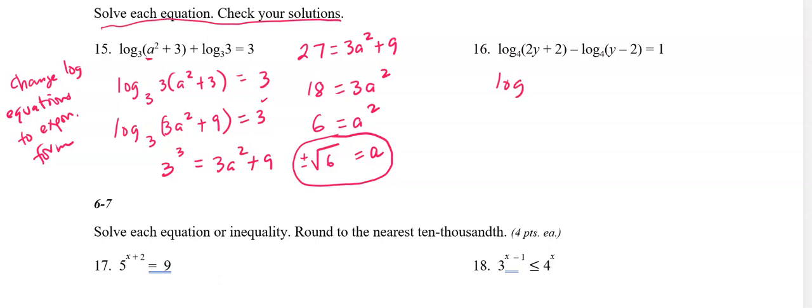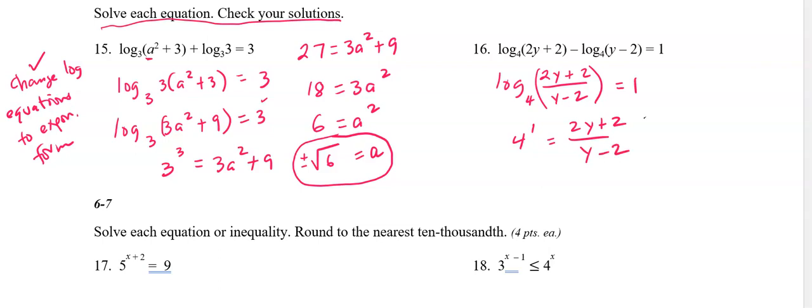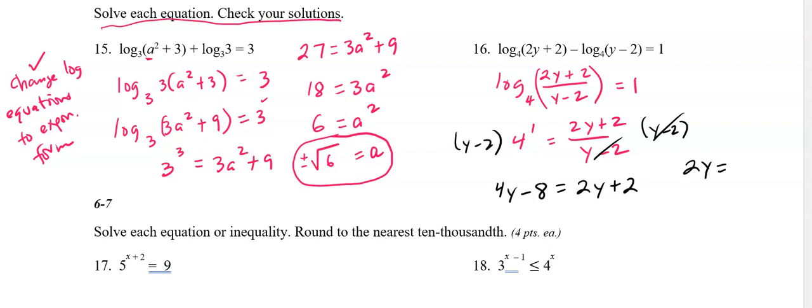Number 16, I'm going to put these two together. These are two separate logs being subtracted. They go together as one log using division. And now same thing, change log form to exponential. So the base of 4 raised to an exponent of 1 equals this fraction. And I'm going to multiply by y minus 2 on both sides to clear out that denominator. So 4y minus 8 equals, those are canceling, and that equals 2y plus 2. Solve for y, subtract 2y from both sides, add 8 to both sides, and I got y is equal to 5, and 5 does not create the log of a negative or 0, so we're good to go.